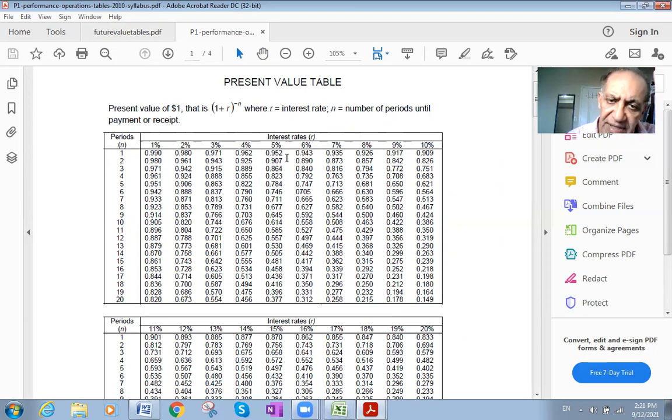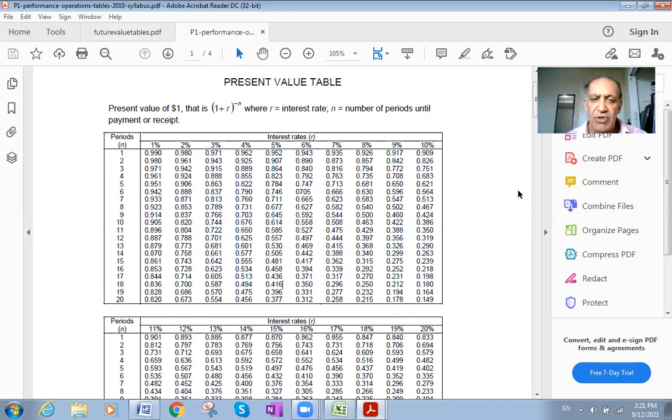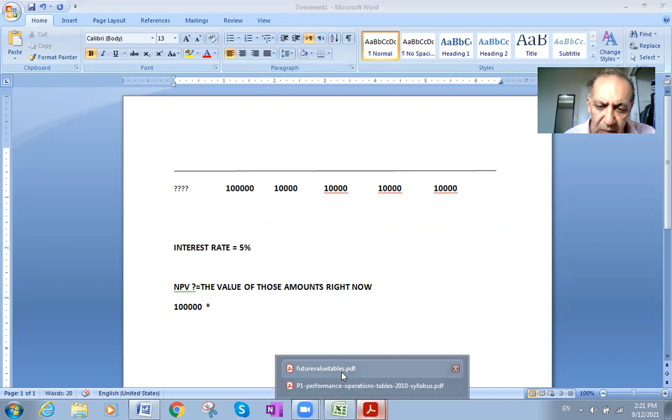If I take the same 5% for the second year, it will be 0.907. Watch out that the numbers are decreasing when you go down. So you will take the amount, the 10,000 of the first year, and multiply it by 0.952. That's what we will do manually. So the first amount, multiplied by the present value which we saw in the table just now.